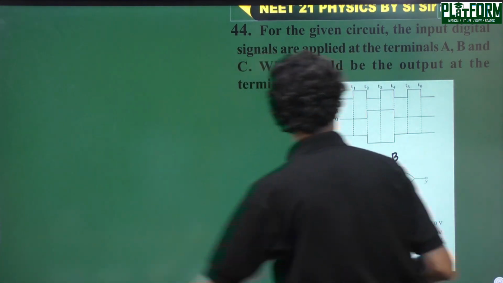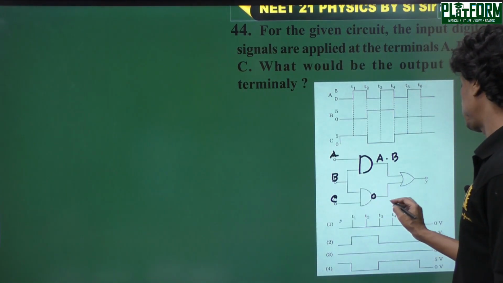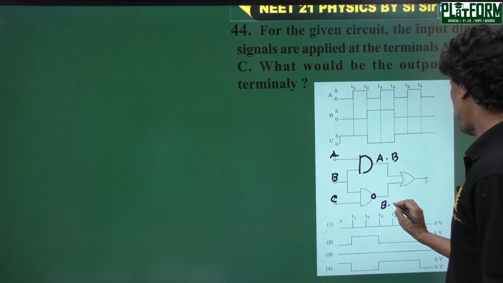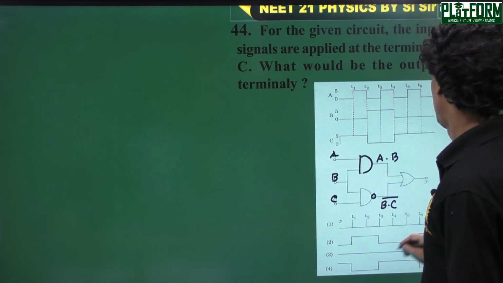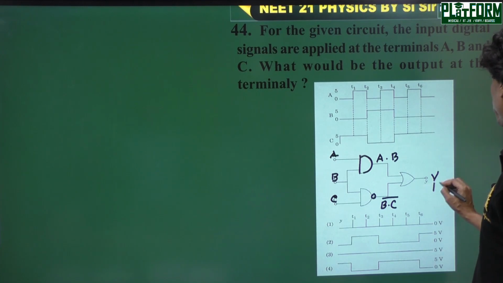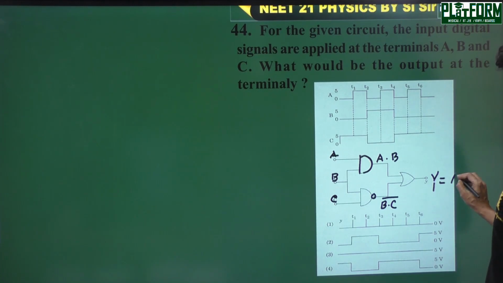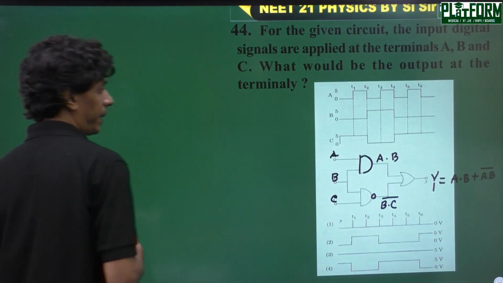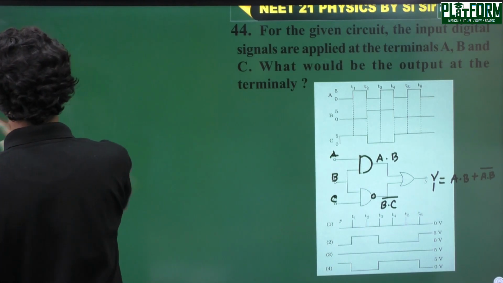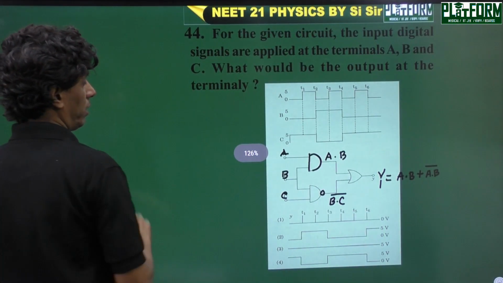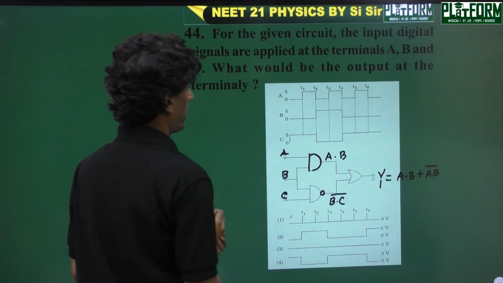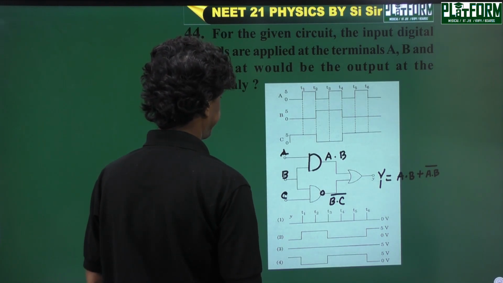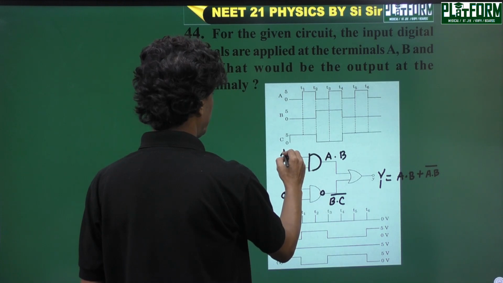The output of the NAND gate is equal to B and C bar, and finally the Boolean algebra of this will be A and B or A and B bar. Okay, this is the Boolean algebra of the gate. Let us check.